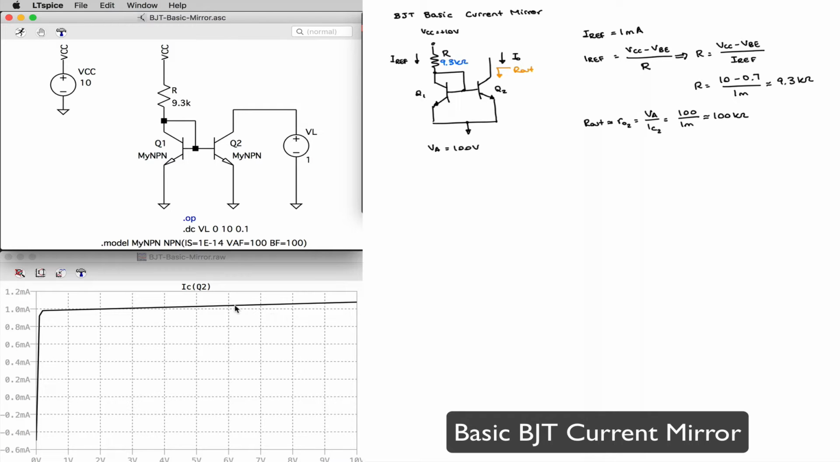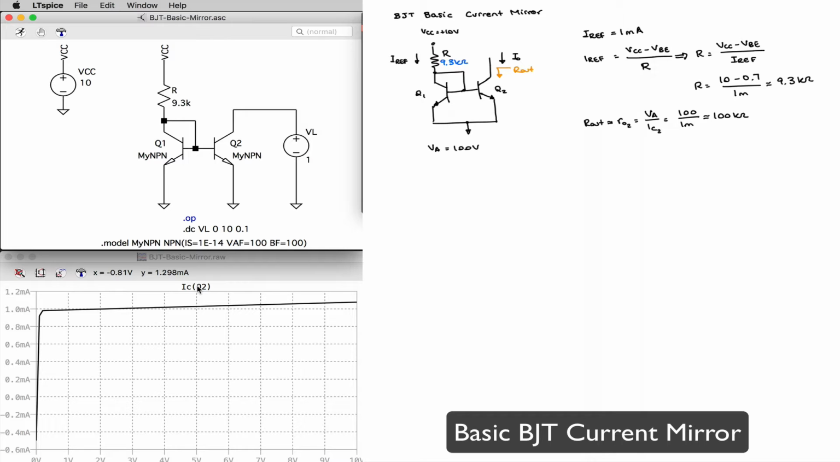The output resistance obviously comes in units of voltage over current, and this graph has output current on the y-axis and output voltage on the x-axis. So the slope of this line will actually have units of current over voltage. So the output resistance will actually be the inverse of that slope. Let's go ahead and measure it.